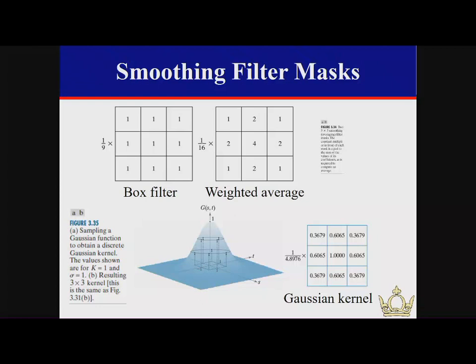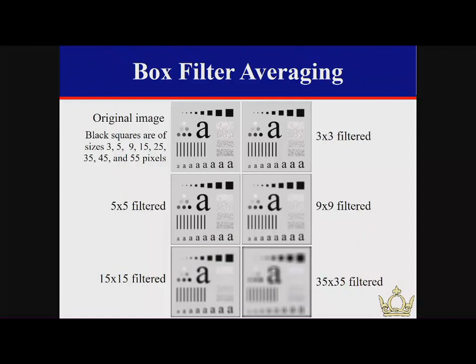Any questions? Okay, here is using a box filter, just equally adding all the pixel values. And this is the original image. You can see in this image we have letters, dots, bars, squares. If we use a 3x3 average box filter, we get this result. 5x5, 9x9 is almost the same; we can't tell the difference between them. But in this one, we can see it's blurred.